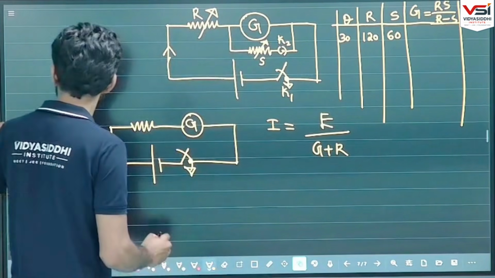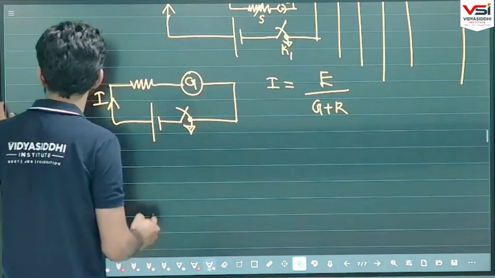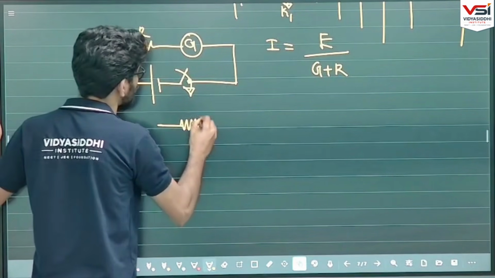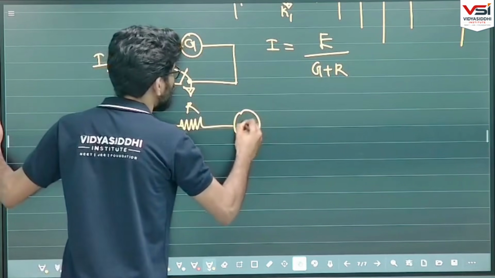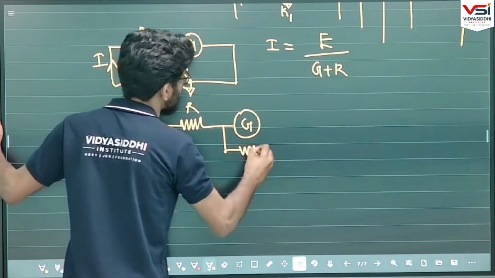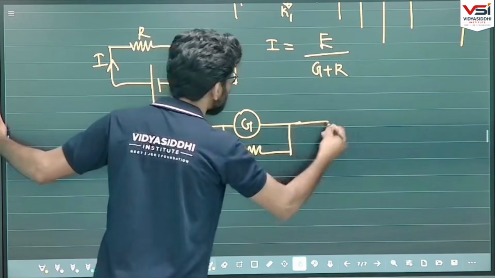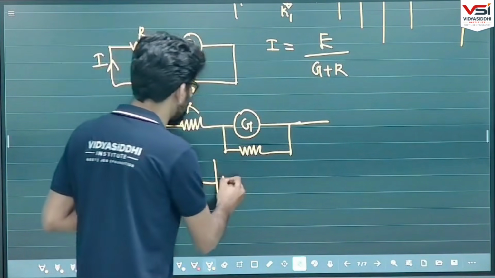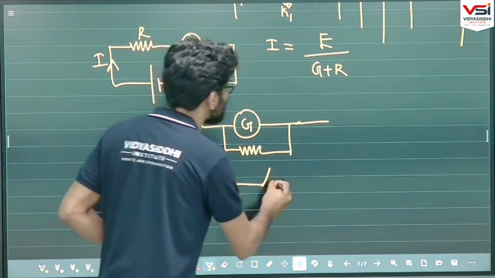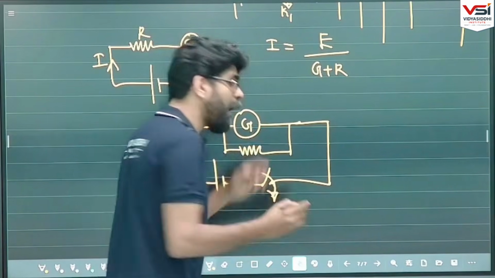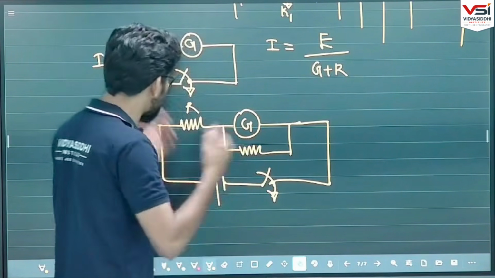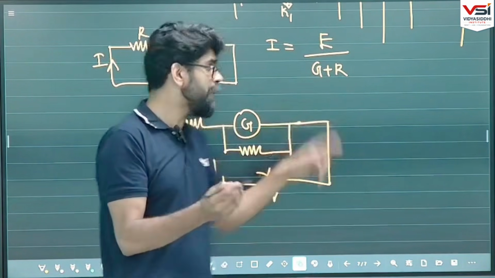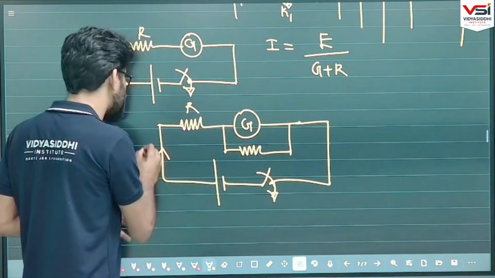Now when we are introducing a resistance in parallel with the galvanometer, what is happening? The deflection in the galvanometer is reduced to half of the initial value, which means the current passing through the galvanometer is half of the initial value. At that time, the net resistance of the circuit also changed, so the net current passing through the device is also changed.